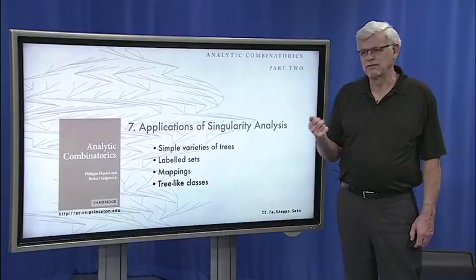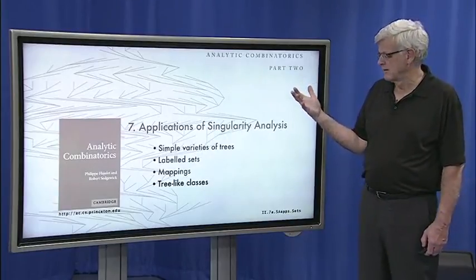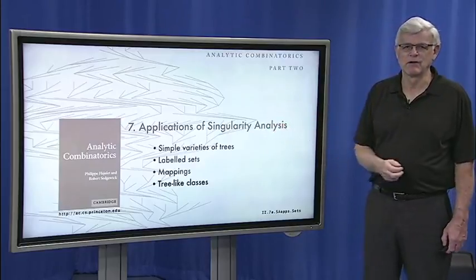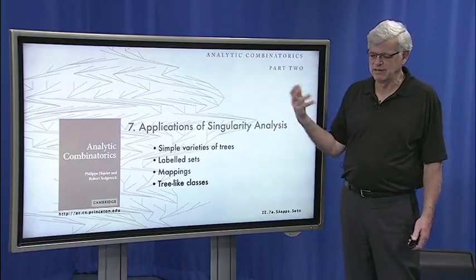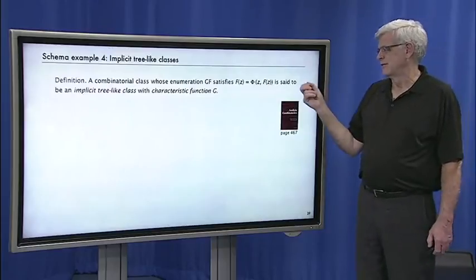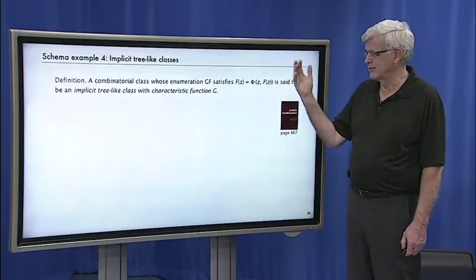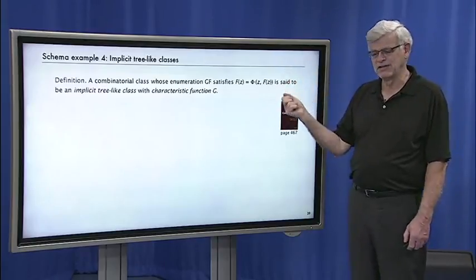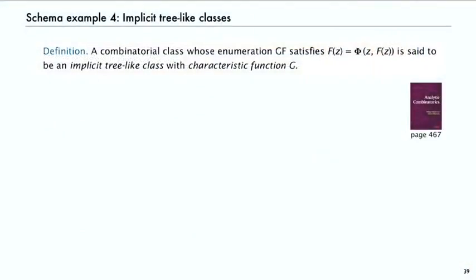Going to finish off our study of applications of singularity analysis by looking at another schema that generalizes the simple variety of trees and covers a whole family of combinatorial classes called tree-like classes. For implicit varieties of trees, we said if you get the generating function of the form f(z) = z times phi of f(z), a root and some stuff, that's a tree, that's a simple variety of trees, then we can go ahead and analyze it.